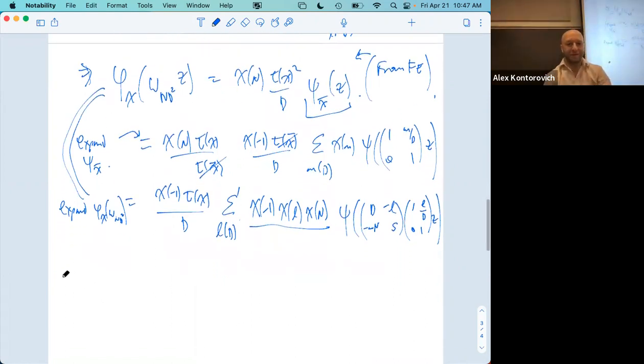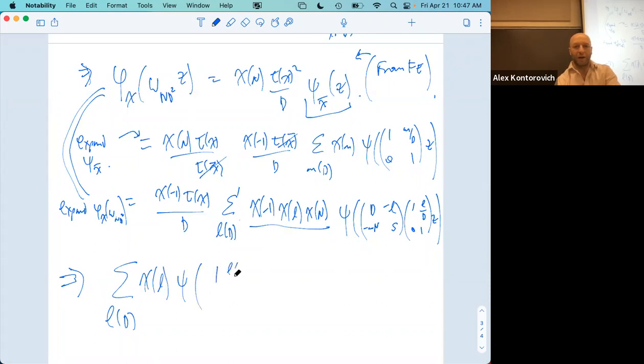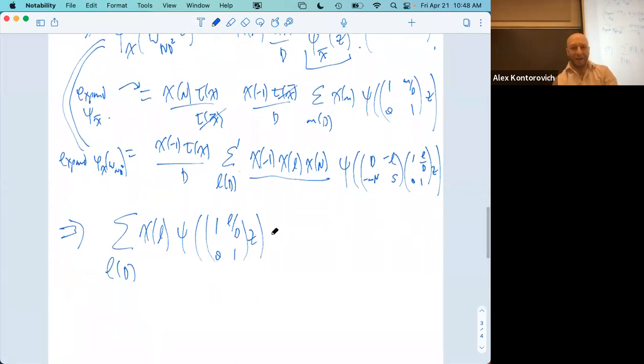So here's the key starting place of the proof. I'm going to change the dummy variable here to also be L. So I have a sum over L mod D, chi of L, psi of 1 L over D 0 1 Z. That's this. Is equal to this. Everything else cancels out. Everything else matches. Is equal to a sum over L mod D, chi of L, psi of this thing, which is D minus L minus M N S, 1 L over D 0 1 Z.